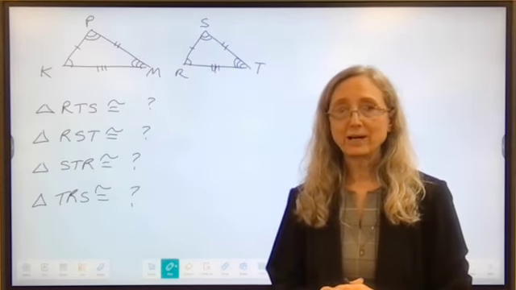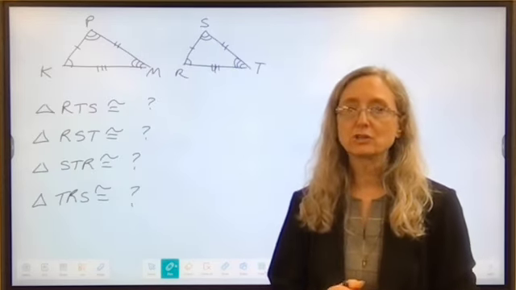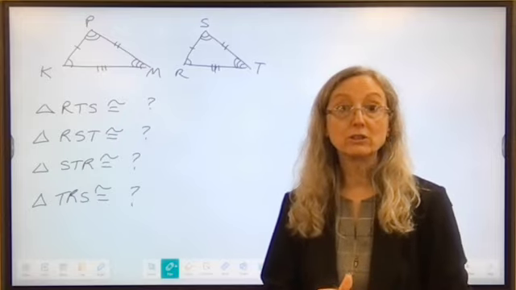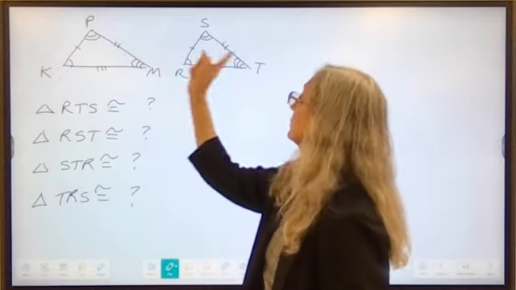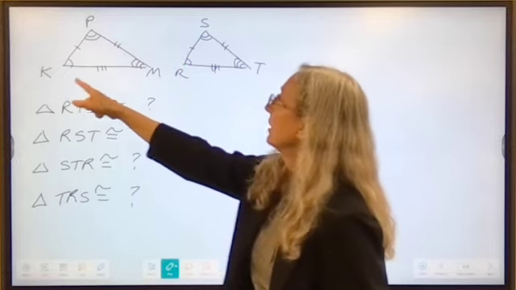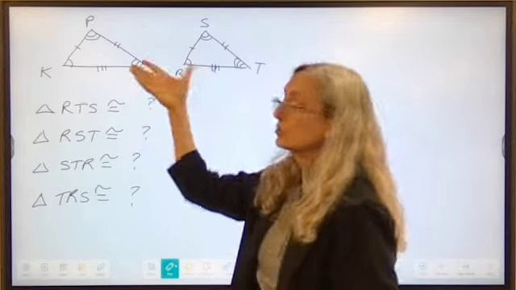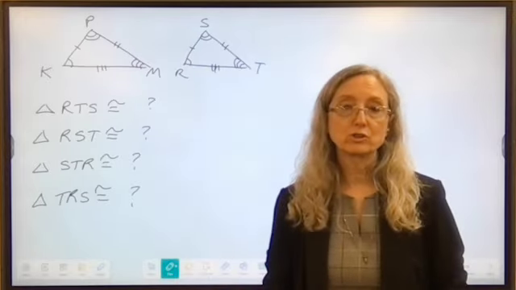Here's another one for you to practice on. Again, it's a rough sketch. These triangles don't look congruent, but look at the markings. Notice these two correspond, these two correspond, these two correspond, corresponding angles. So these triangles are congruent to each other.